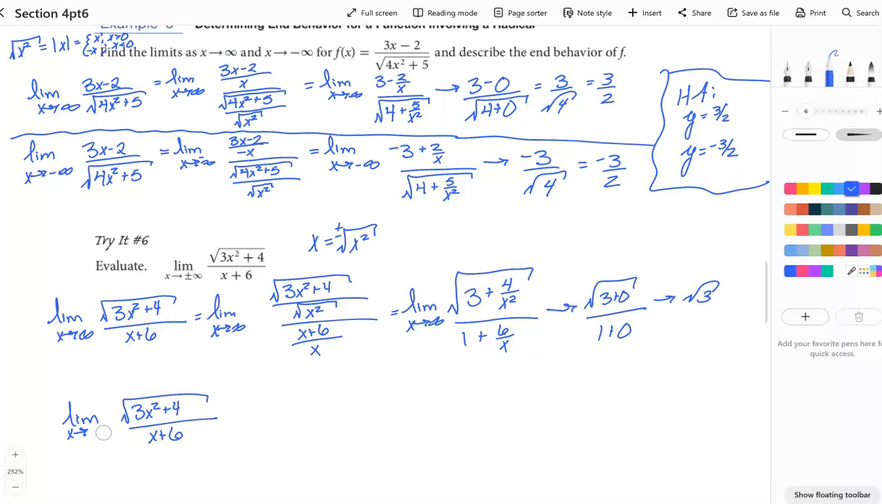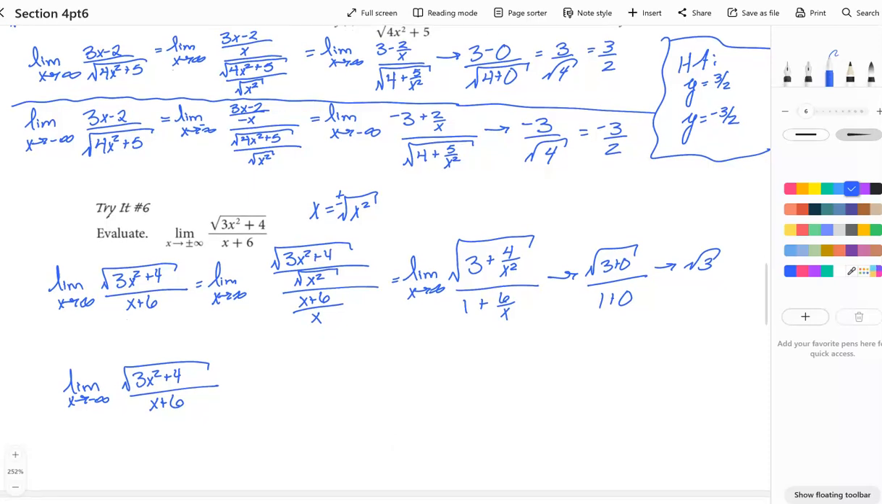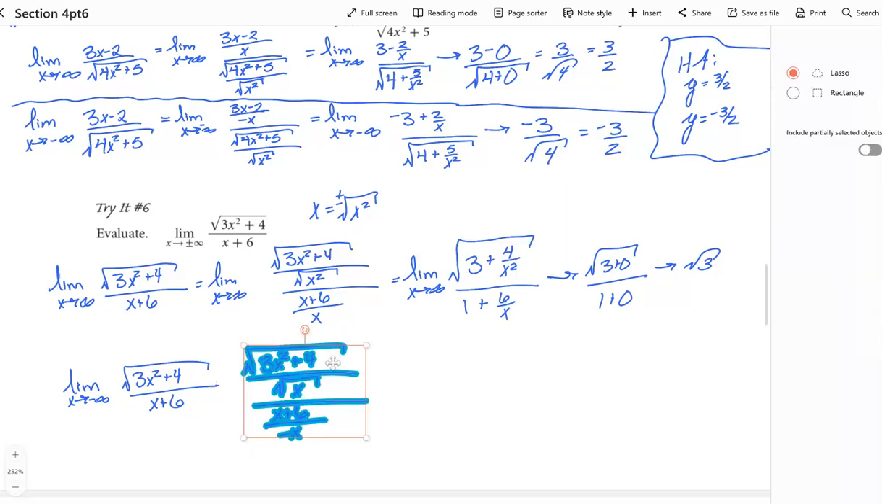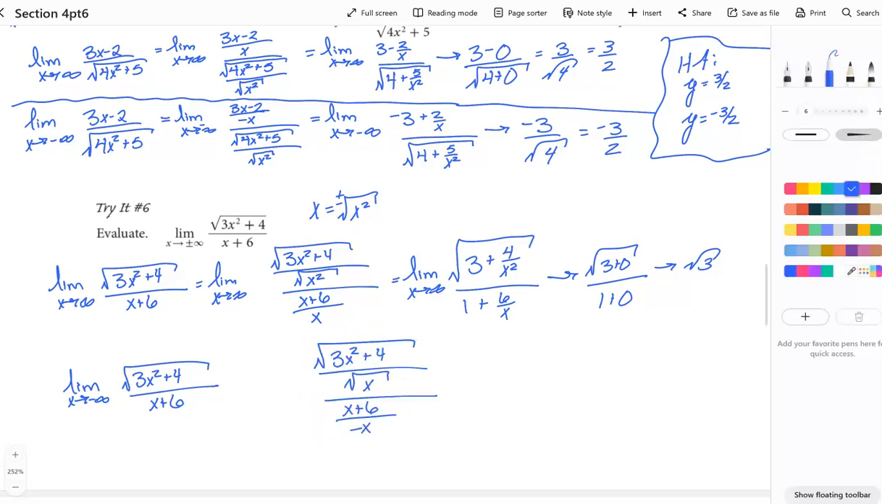As I approach negative infinity, let me clean that up. Same concept, still using that same idea, except I'm going to divide by a negative x. I'm going to put that negative in the bottom. I like to put it in the place without the square root. Oops. You write proper notation, so I'm going to scoot this guy down. This is equal to the limit as x approaches negative infinity.